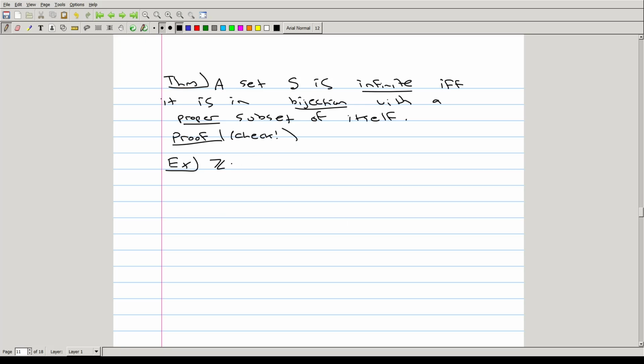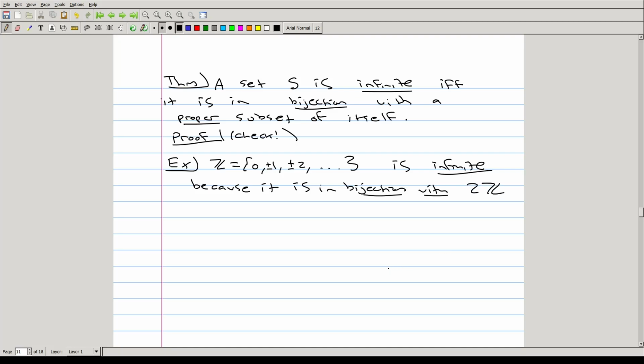The set of all integers, 0, plus or minus 1, plus or minus 2, and so on and so forth, is infinite because it is in bijection, or set theoretically isomorphic to the set of even integers, 2Z. And we define the set of even integers as just all integers that are divisible by 2.